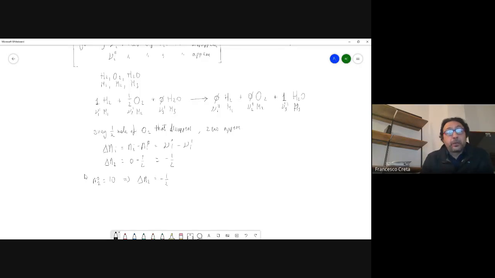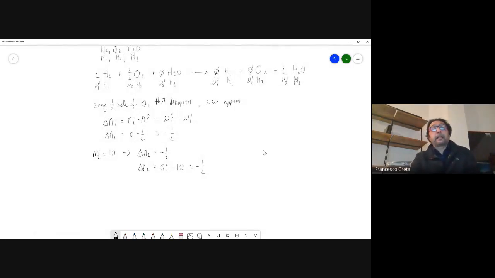So if I'd started with 10 moles, in fact, really what this means is that the final composition will have 9.5 moles of oxygen. Minus 10, this is minus 1/2. So I will have at the end of the day excess oxygen here in the product side. I could even write it down.